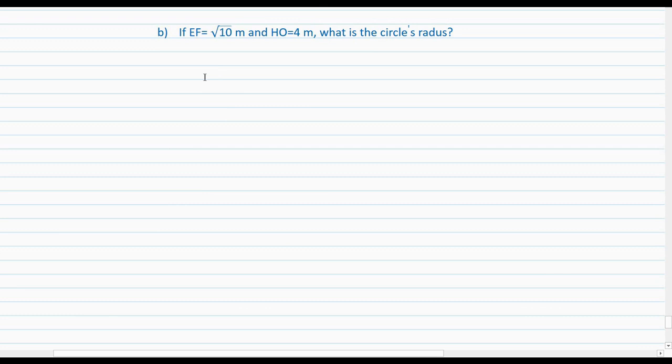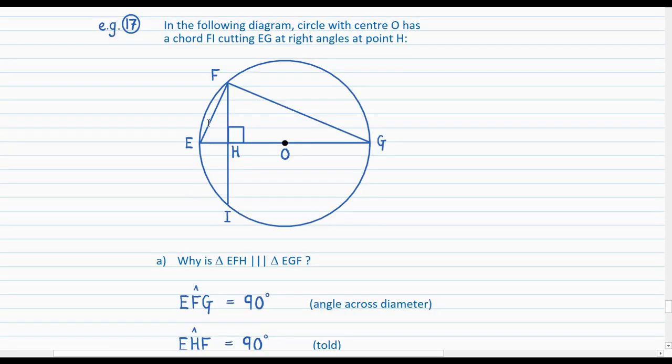Then for part B, if EF is equal to square root of 10 meters and HO is equal to 4 meters, what is the circle's radius? Let's see the diagram. So it said that side EF is root 10 meters and side HO is 4 meters. And based on this, we need to determine the length of the radius. So there's two sides over here which would represent the radius. One is the side OE or EO, and the other is the side OG.